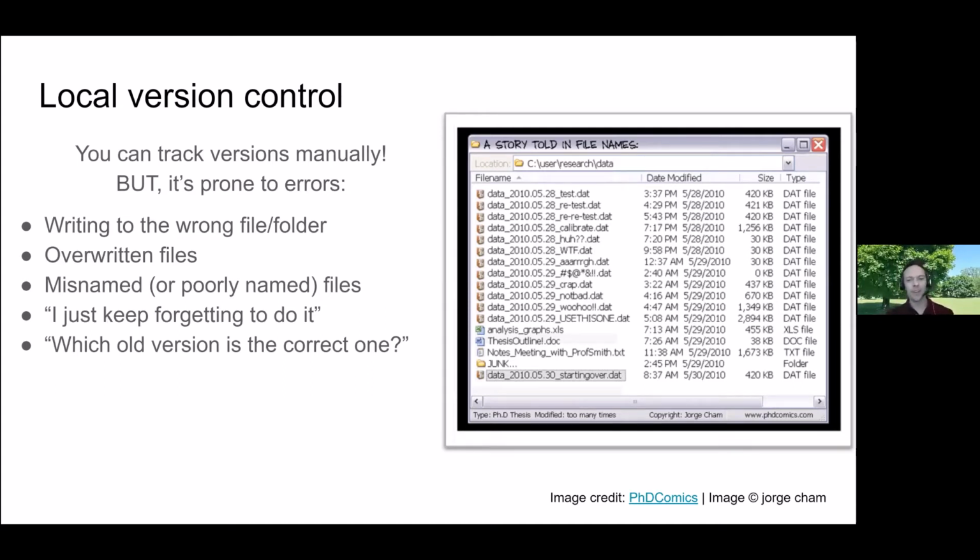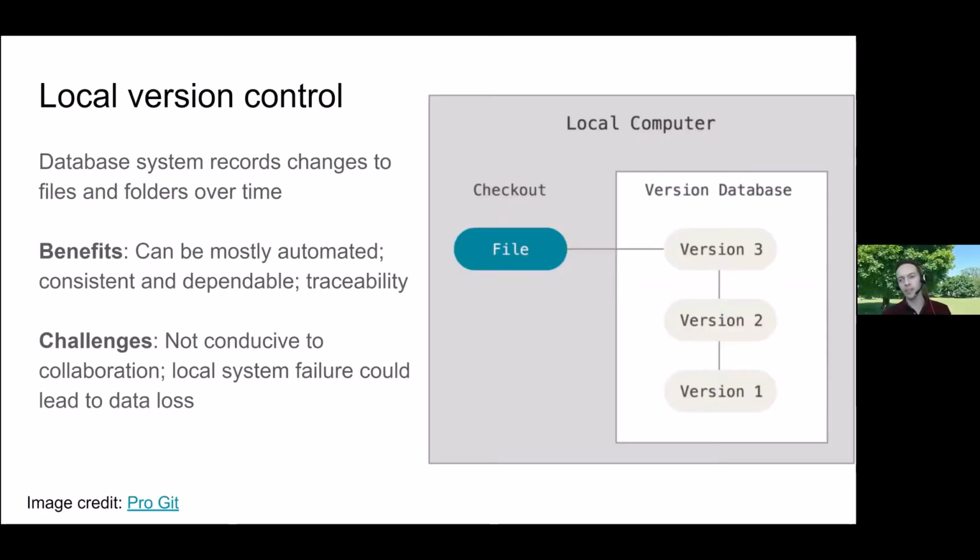So wouldn't it be nice if there was some way for the computer to do this for you, to take these snapshots when you want to take snapshots and give you some tools to help you version through this a little bit better? That's what version control does.